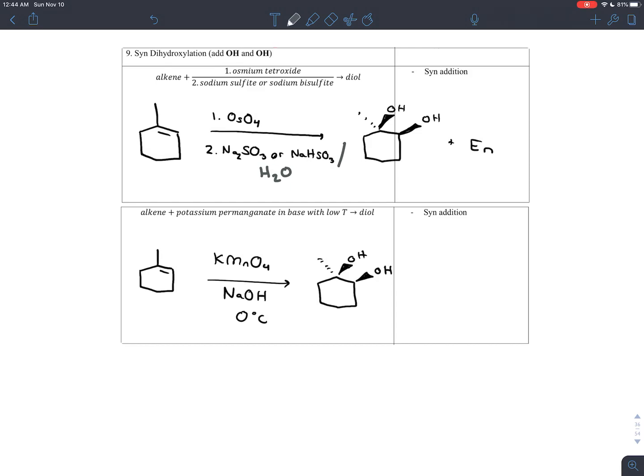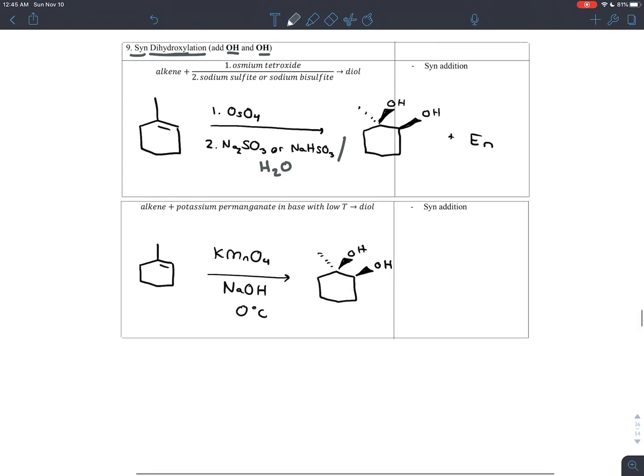There are two ways that you can accomplish syn dihydroxylation. We saw how a hydroxyl group is an OH. If you add two OHs, then it's dihydroxylation, and if you add them on the same side of a double bond, then it's syn dihydroxylation. So you'll notice you're adding an OH and they're both pointing out at you, but they could also both be pointing away from you in these examples.